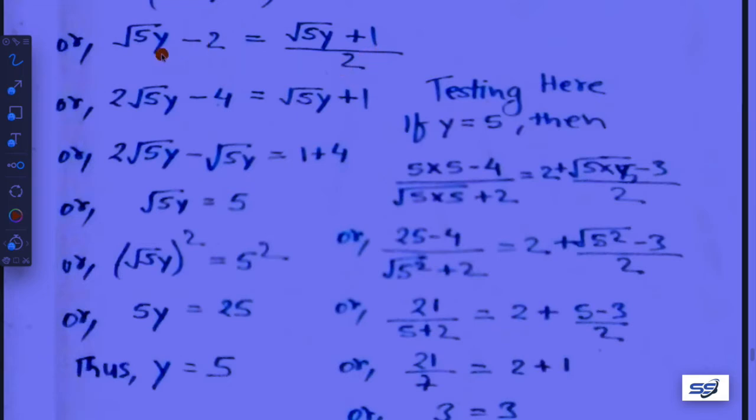Now these two shall multiply to this side, so here comes 2 root 5y minus 4 equals root 5y plus 1. Now this root 5y comes to this side changing its sign and this 4 goes to that side in the form of plus. So here comes 2 root 5y minus root 5y equals 1 plus 4, and 2 root 5y minus root 5y comes here root 5y equals 5.